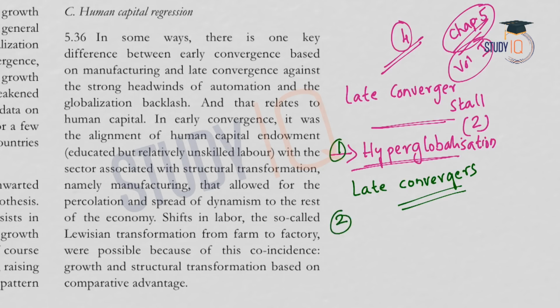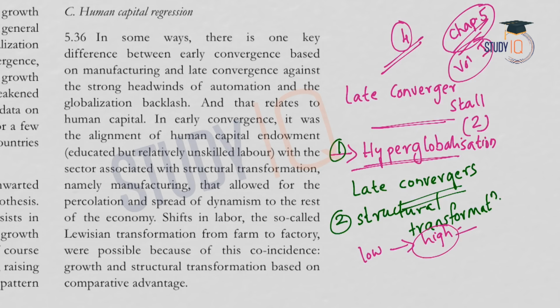And the second one is impeded structural transformation. Ideally, in an economy, the structural transformation should happen from low to high productive areas, which means that the resources must shift from low productive areas to highly productive areas, and more resources must be dedicated to those areas or sectors which have more potential for growth.